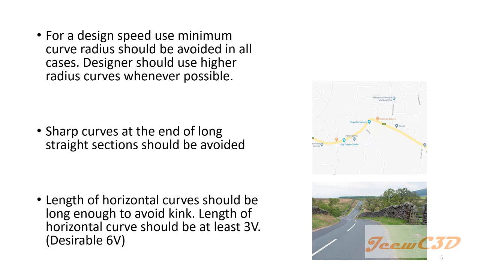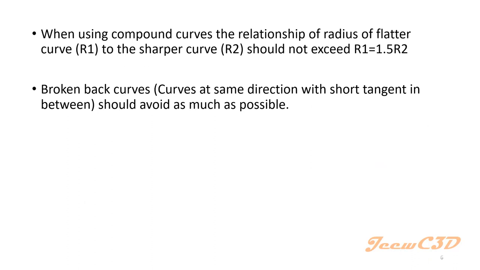If you have shorter curve lengths, you can see this is a very unpleasant weave of the road. We call it a kink. So to avoid the shorter horizontal curves, we have to use sufficient length of curve. Then when using compound curves, that means curves going in the same direction without a tangent, the radius ratio should be R1 equals 1.5 R2. That means the larger radius curve should be equal to or less than 1.5 times the sharper radius curve.